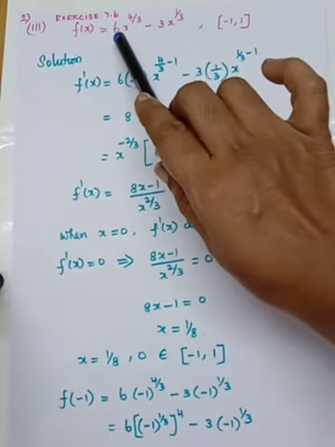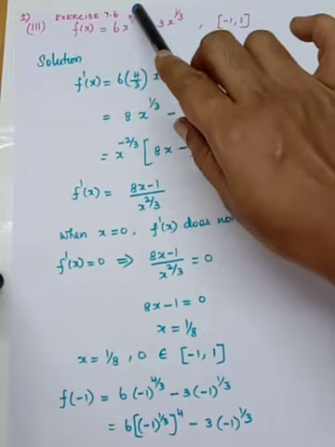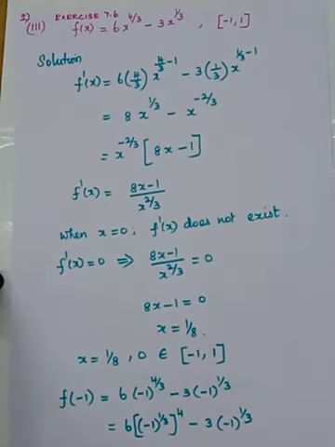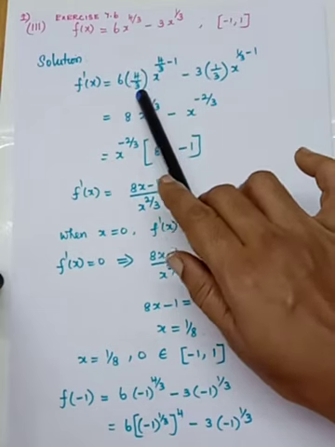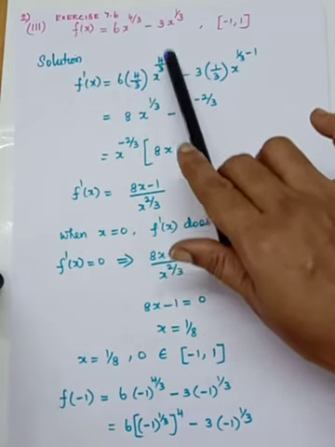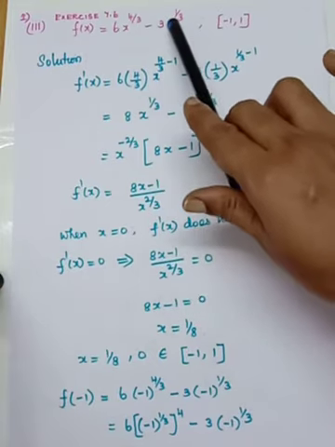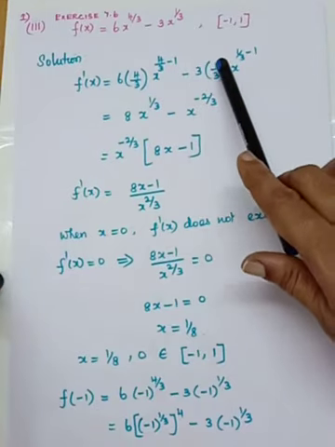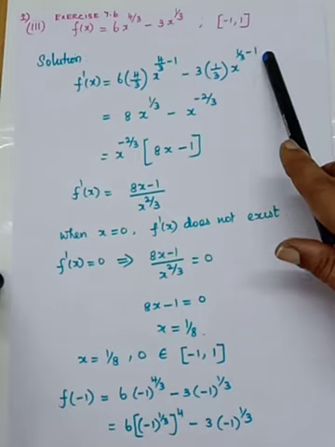See now, 6 is a constant. Here you are having x power 4 by 3. Using the power rule, you have to differentiate this. So, it is 4 by 3, x power 4 by 3 minus 1. Go to the second term, minus 3 is a constant, x power 1 by 3. Using the power rule, how is it differentiated? 1 by 3, x power 1 by 3 minus 1.